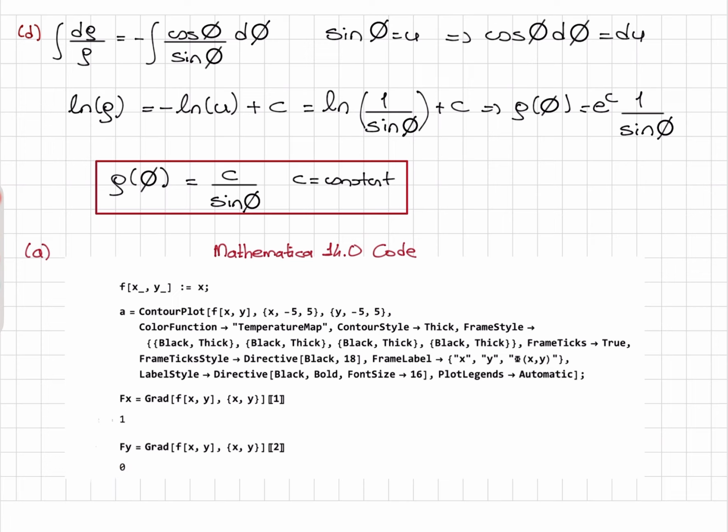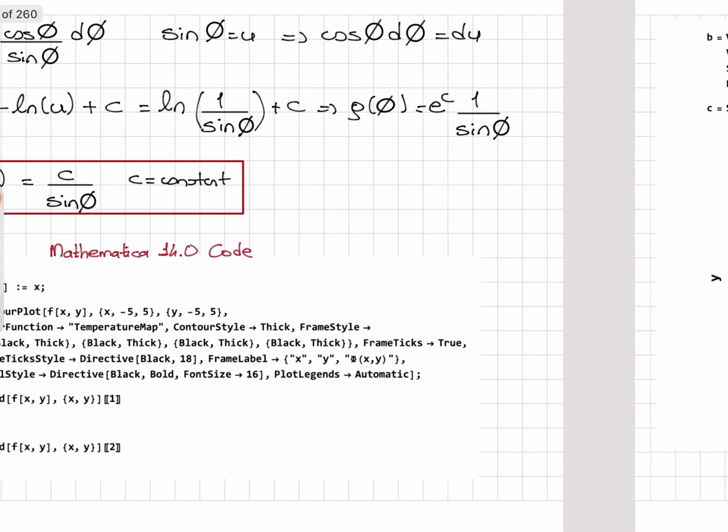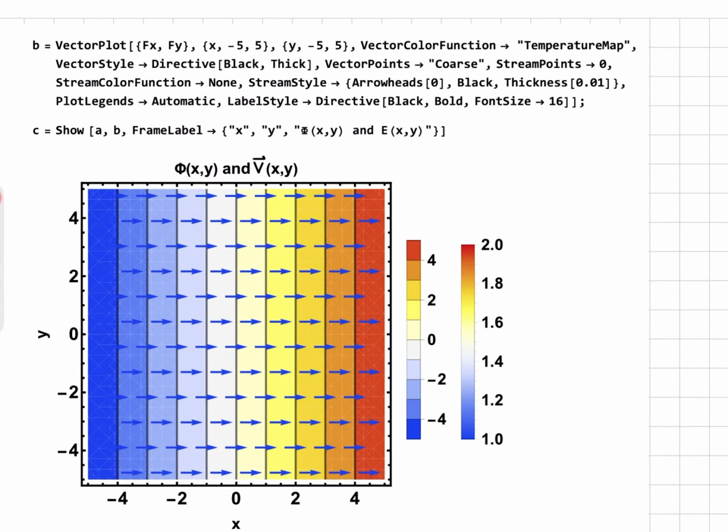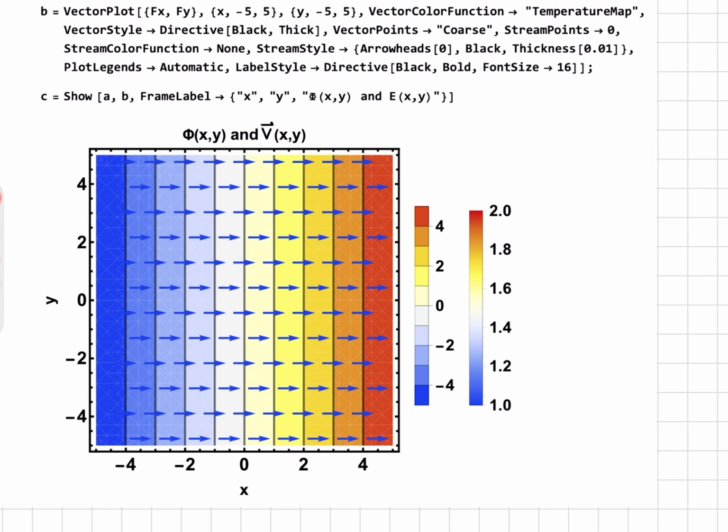That's not surprising because the scalar function is equal to x, its gradient is going to be equal to ex hat. Just the derivative with respect to x in ex hat direction. There is no derivative with respect to y. Therefore, we can plot this vector field using a vector plot, x component and y component between minus 5 and plus 5, and show them together.